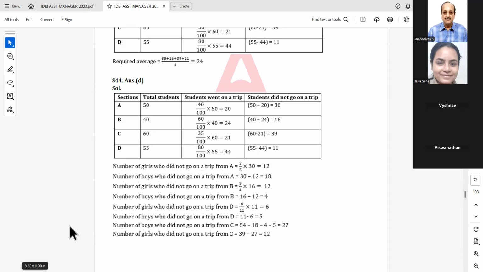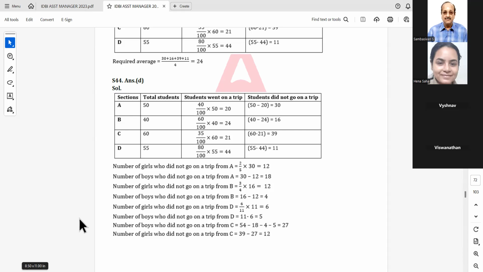In C, they have given us 60 students. Out of that, 35% have gone. From that, 21 students should have gone for a trip. Then 39 students didn't go for the trip. Out of that, 27 must be boys, sir, because they have given us 54 students who didn't go for a trip. Correct. 54 minus 18 minus 4 minus 5.